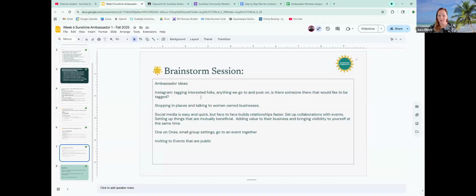So, using Instagram, stopping in places and talking to women owned businesses. This can be something you're already doing and you're already comfortable with, or it can be something just a little bit outside your comfort zone.